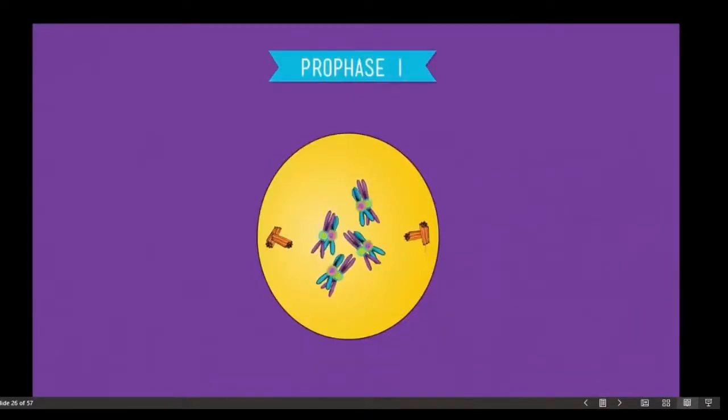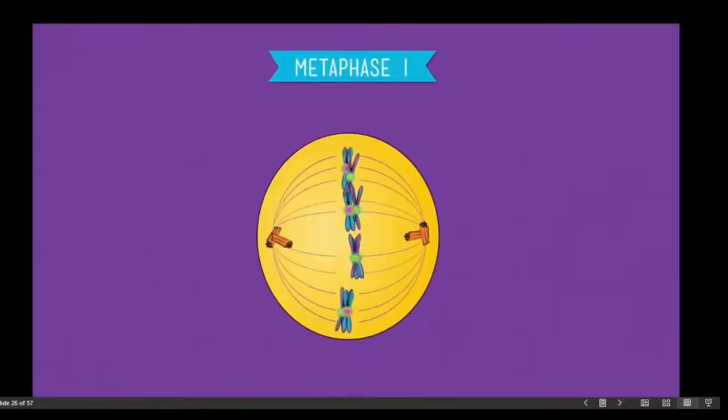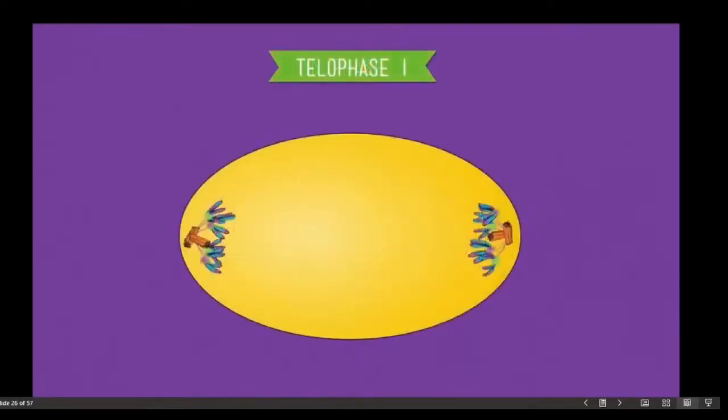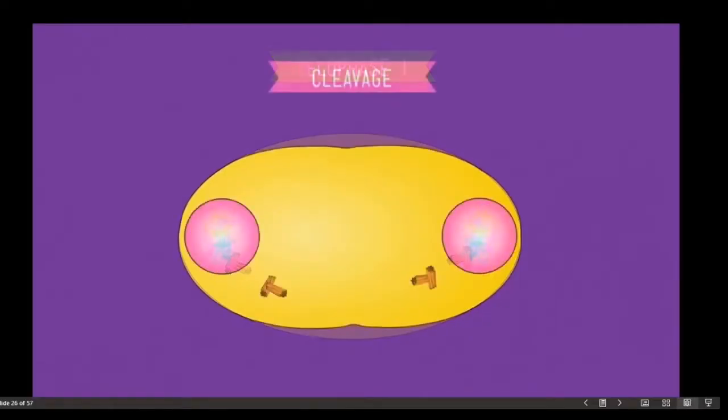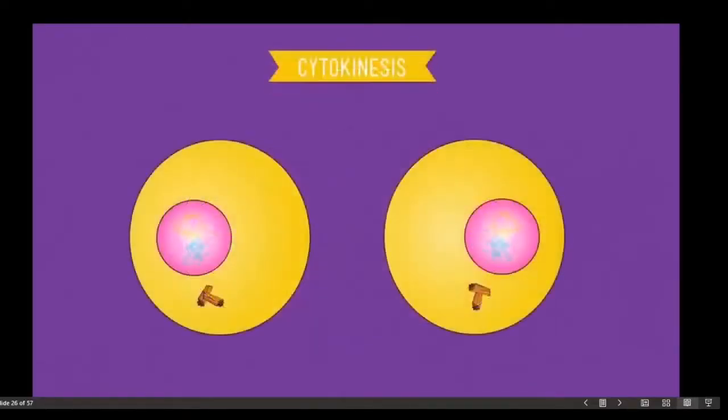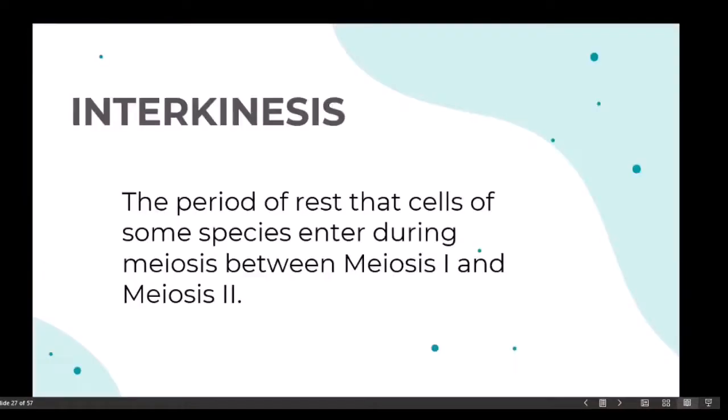In general, this is what happens in meiosis I and cytokinesis. So in Prophase I, Metaphase I, Anaphase I, Telophase I, and then cytokinesis. For some cells, they enter interkinesis, which is the period of rest that cells of some species enter during meiosis. This happens between meiosis I and meiosis II.